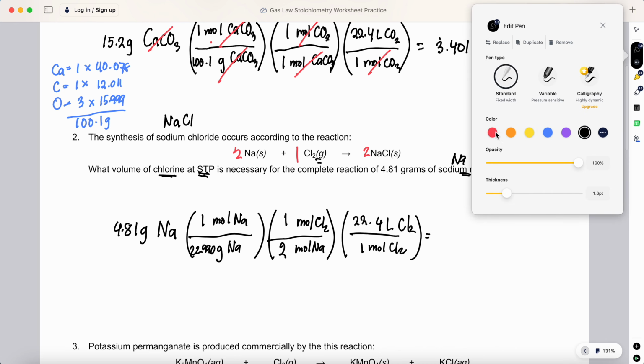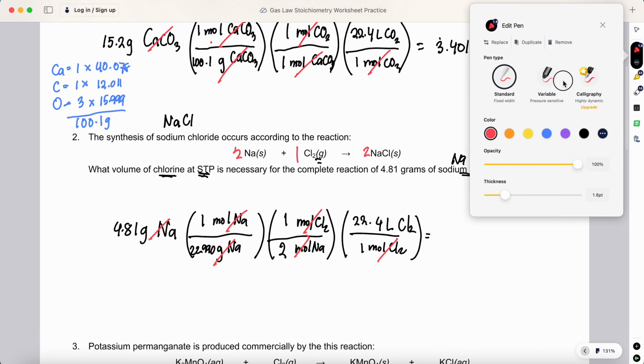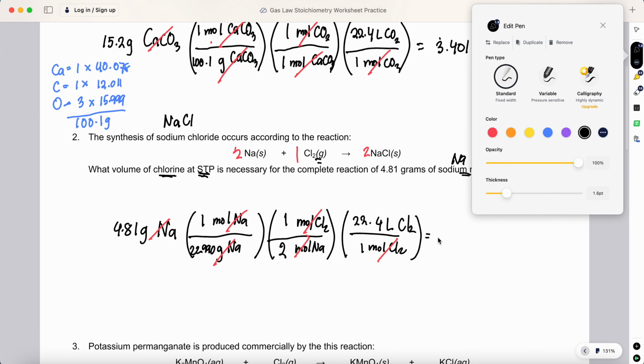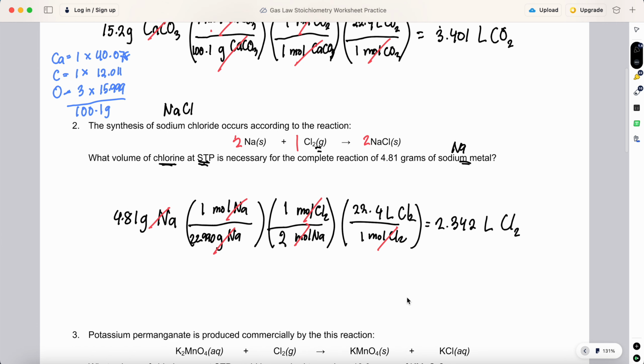Therefore, we cancel out the terms: grams, mole Cl2, of Cl2. Therefore, we have 2.342 liters of Cl2, chlorine gas. So I hope that this is clear.